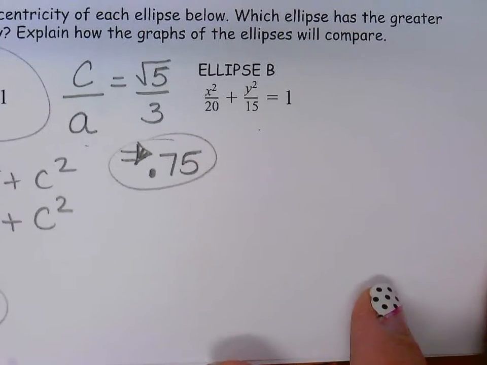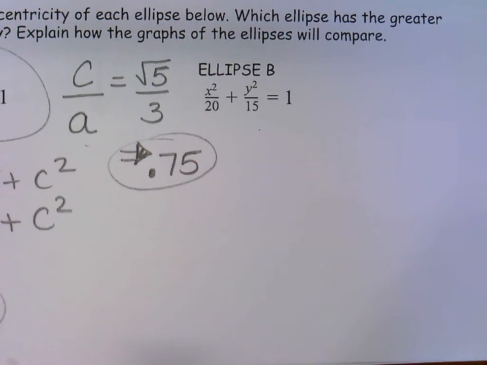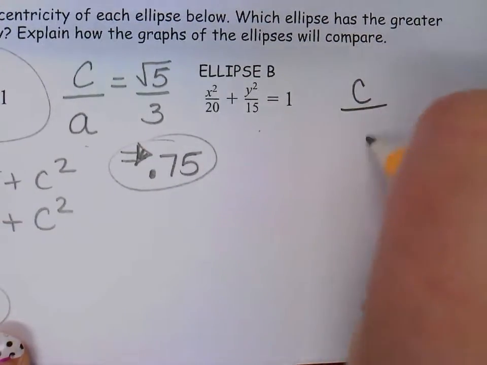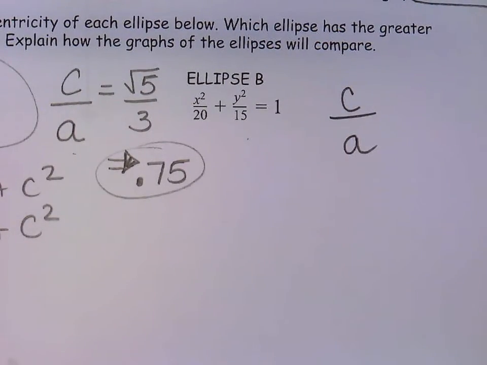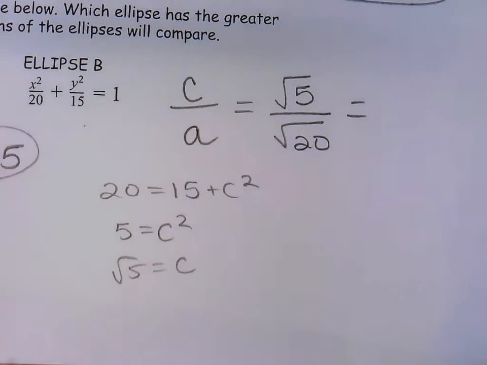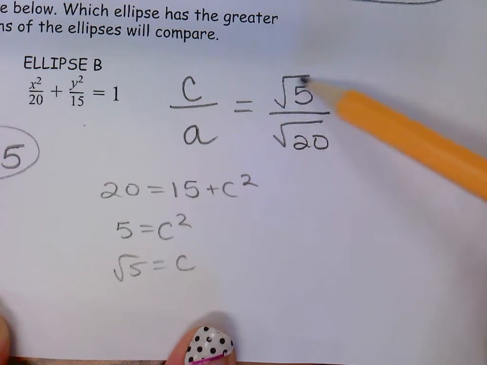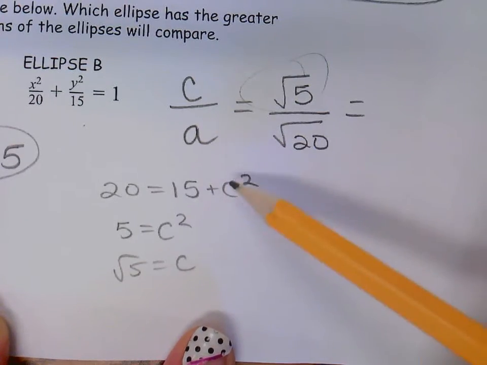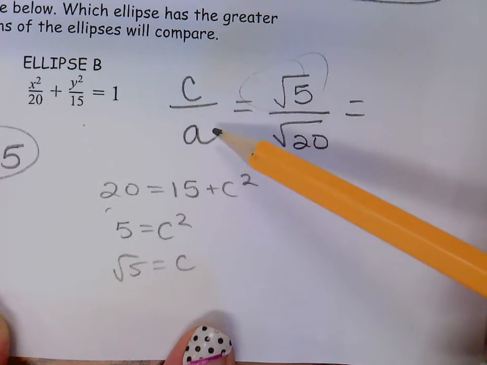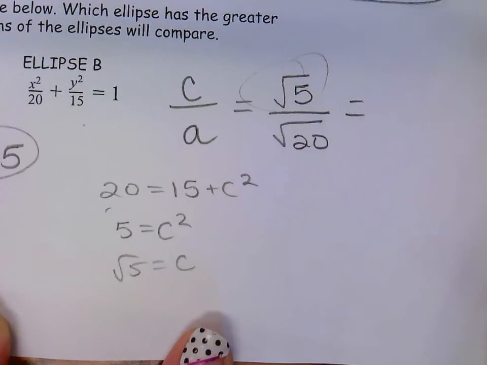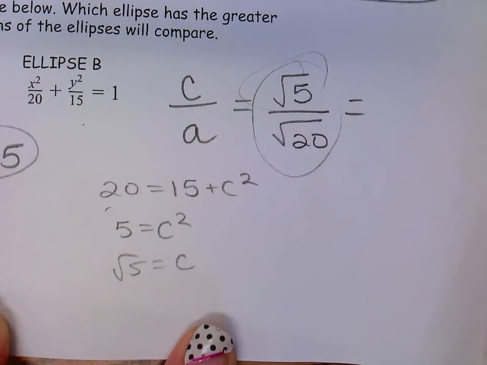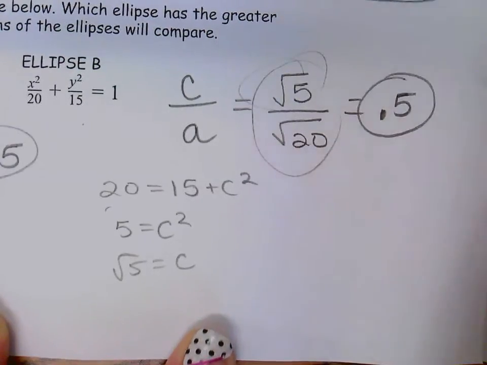Sorry that didn't print. X squared over 20 plus y squared over 15 equals 1. See if you can calculate the eccentricity for B. So you're going to find C and then do C divided by A. So is it 0.5? Because C is the square root of 5 from my Pythagorean. I subtracted 15 and took the square root. And then A is the square root of 20. It's not a perfect square, so I just left it as radical divided by a radical. Came out to a half.